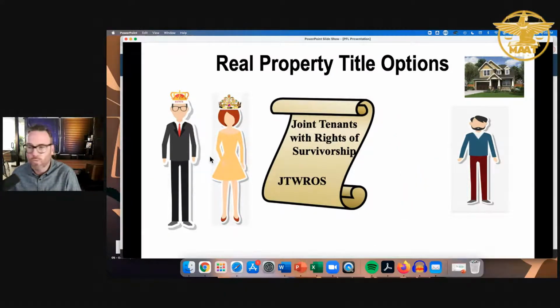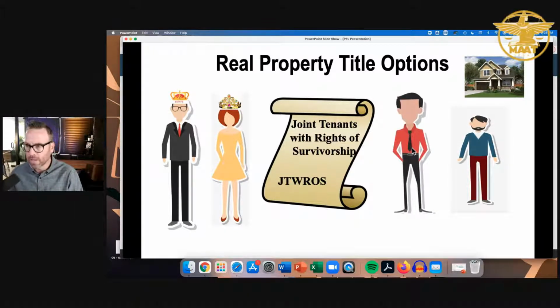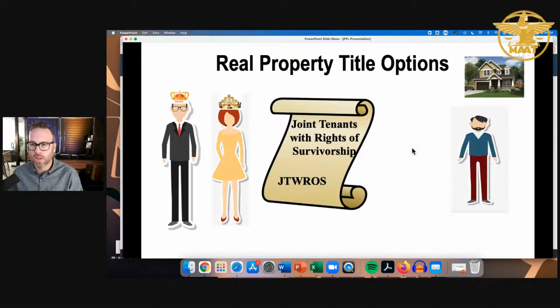Okay, so with rights of survivorship, if one owner passes away, now there's three owners of the property. That's what rights of survivorship means. It means that the other surviving members get the rights of ownership. So we saw earlier with the tenants in common, when one owner passed away, their share went to their estate. With rights of survivorship, it goes to the other owners of the property.